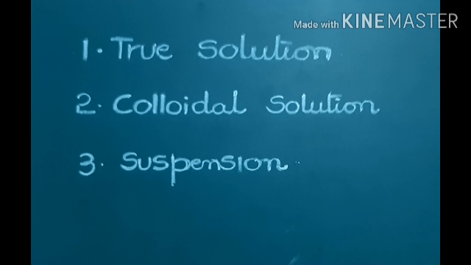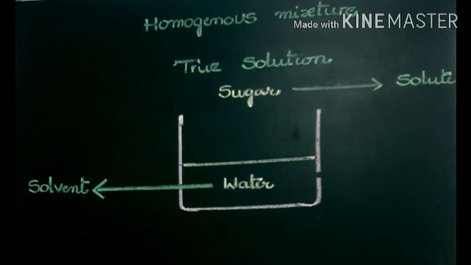And what is the true solution? True solution is nothing but a homogeneous mixture having solute and solvent. So, whenever sugar is added to water, sugar is the solute and water is the solvent. Sugar is less in quantity, water is more in quantity. Sugar is dissolved in the medium; water can dissolve the sugar.